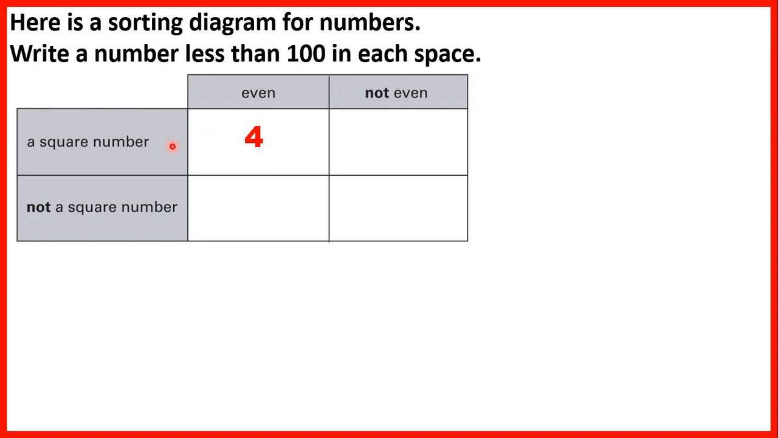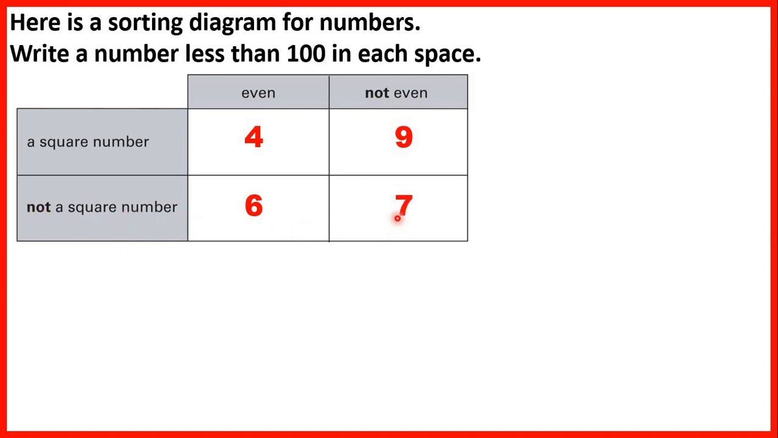Now here we need a square number that is not even. So we could write 9 here, because 3 times 3 is 9, so it's a square number, but it's not an even number. Here we want a number that is not a square number, but is even. So we could have 6 here, because you can't multiply a number by itself to get 6, but it is an even number. And now we want a number that is not a square number and not even.